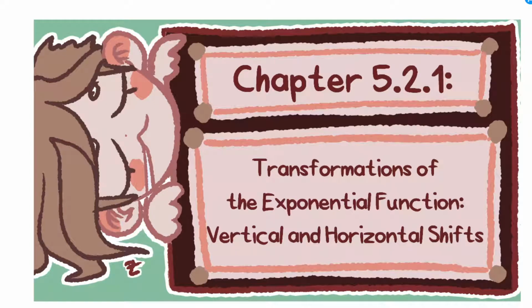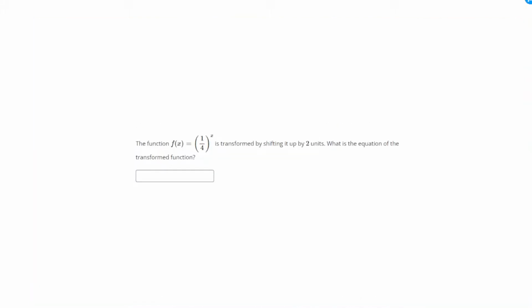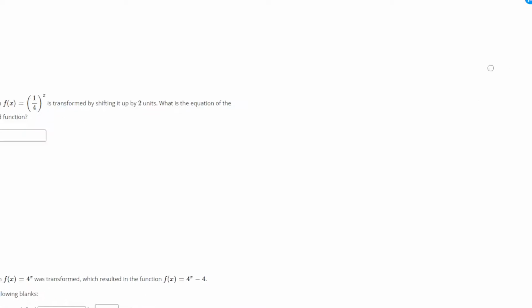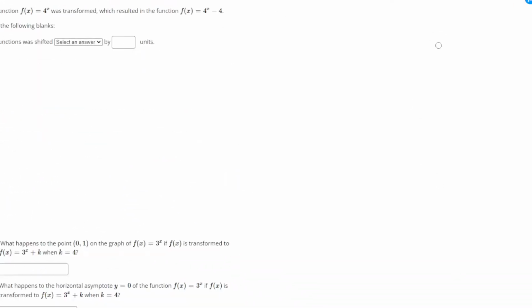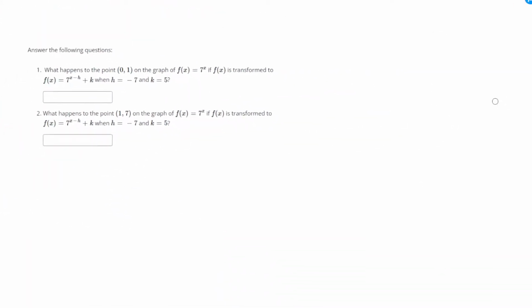Hi, so today in this video we are going to cover chapter 5.2.1, which is transformations of the exponential function, vertical and horizontal shifts. So we're just going to jump right into it. I kind of covered this in the video before, kind of prematurely, but let me scroll to the bottom because they have it stated really nicely.